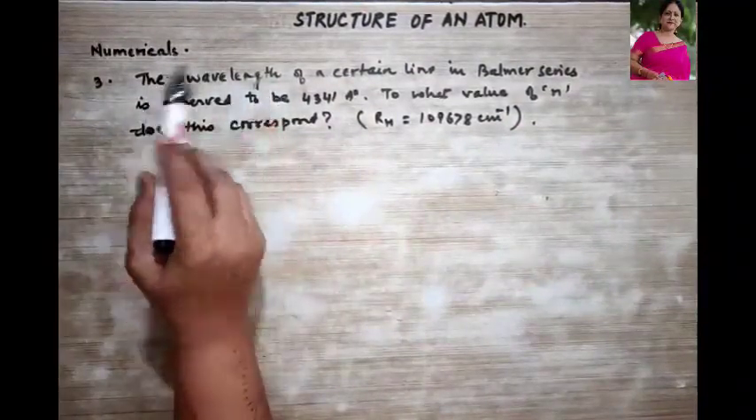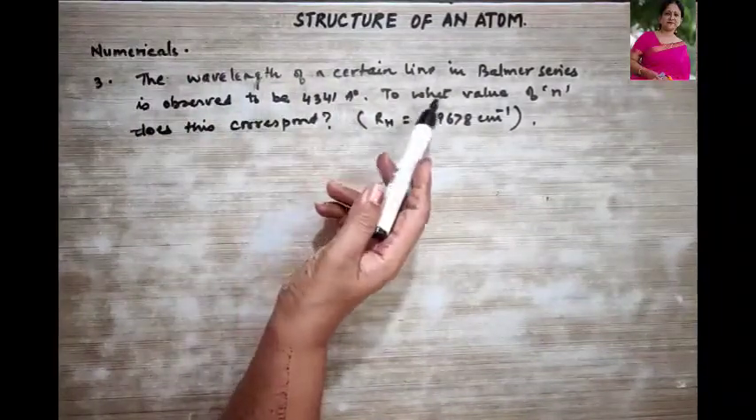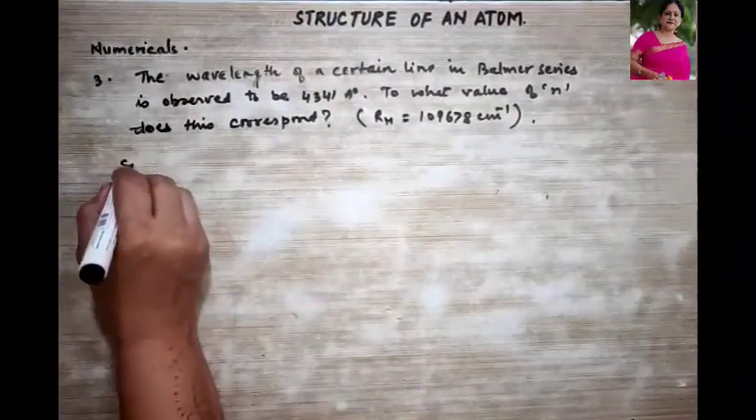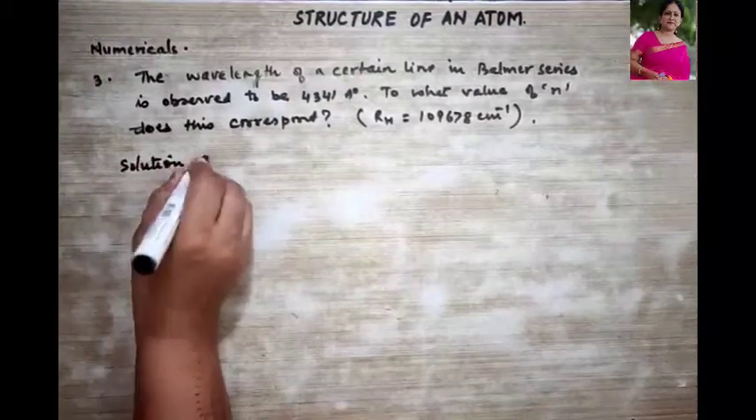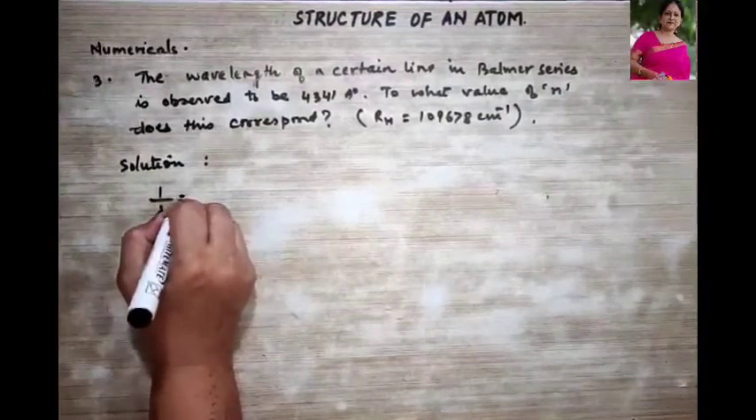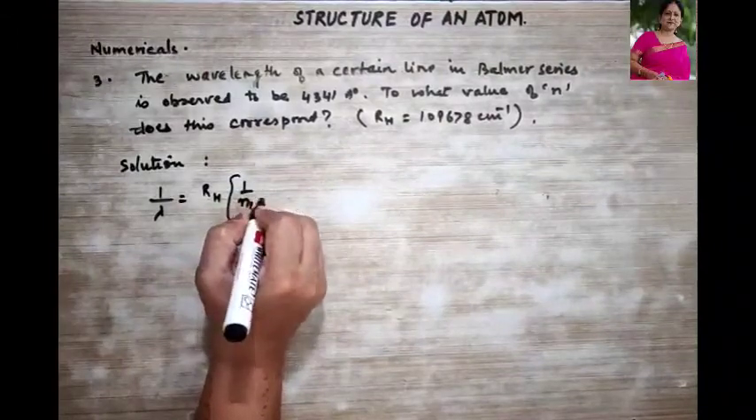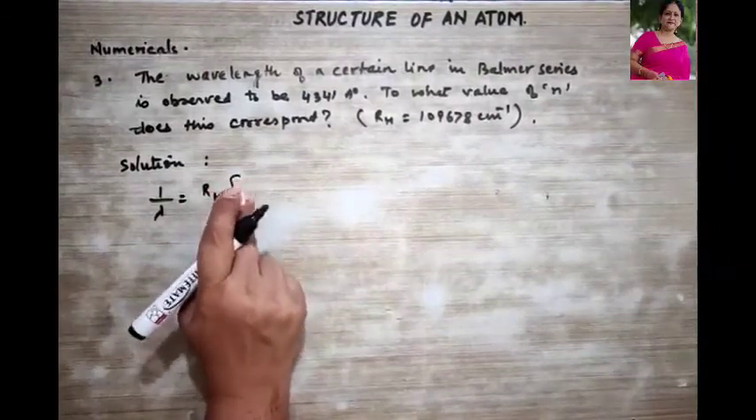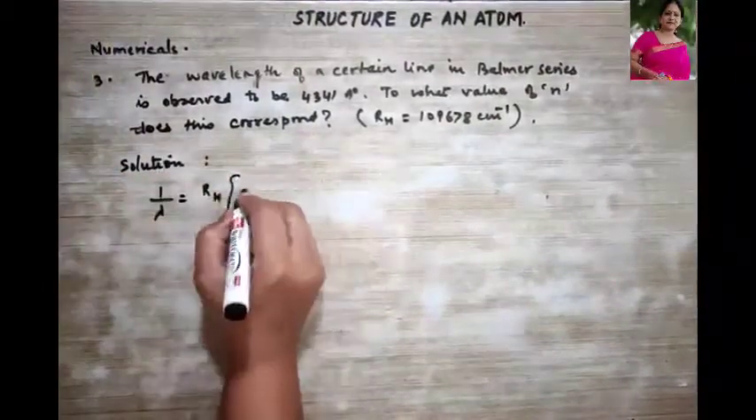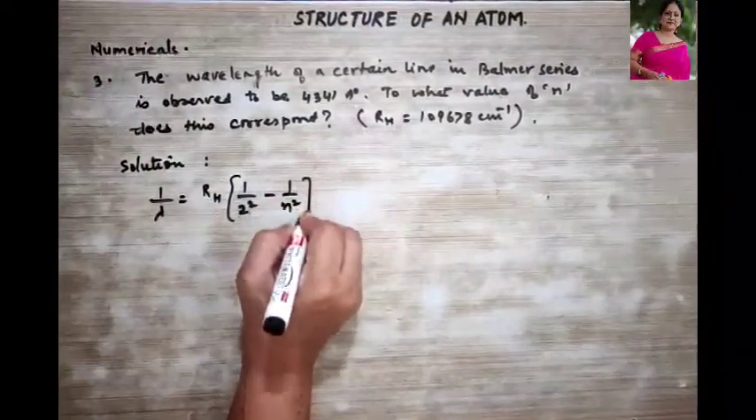It says, again, the wavelength of a certain line in Balmer series is observed to be this much. So what value of n does this correspond to? So write down the formula first and foremost. These are all formula based questions. Okay, so 1 upon lambda is equal to RH, this will be Balmer series. It starts from which orbit? Second orbit. So 1 upon 2 square minus 1 upon n square.